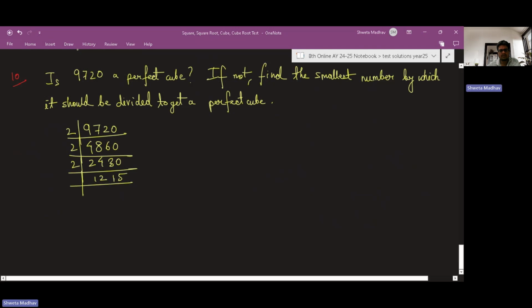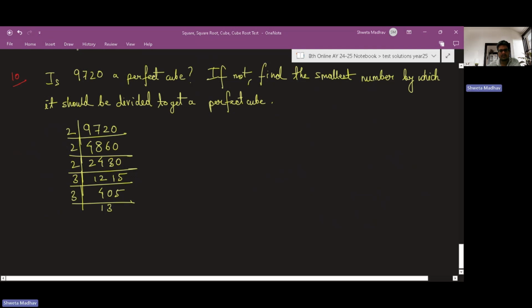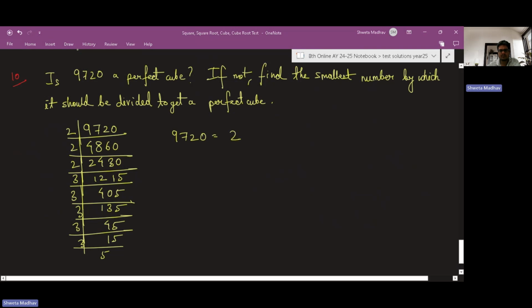Then with 3, 3 fours are 12, 3 fives are 15. Then 3 threes are 9, 3 fives are 15. Then 3 fours are 12, 3 fives are 15. And then 3 ones are 3, 3 fives are 15. So I can say that 9720 can be written as 2 power 3, since 2 is coming 3 times, and 3 is coming 5 times, so 3 power 5 into 5 power 1.